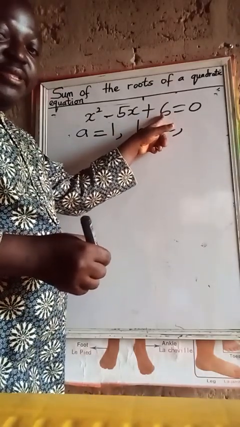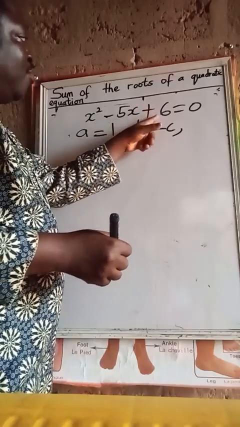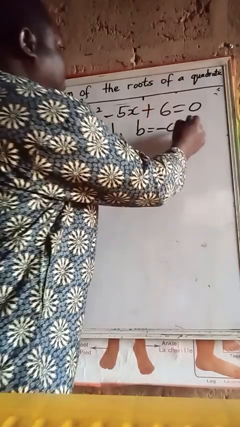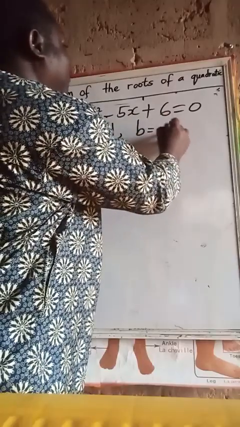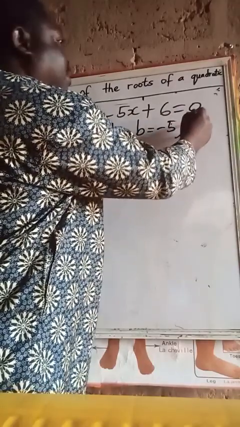Don't ignore any sign. Assuming there is minus here, you are going to write minus 6. But here c is equal to 6. Sorry, here b is minus 5. Then c is equal to 6.